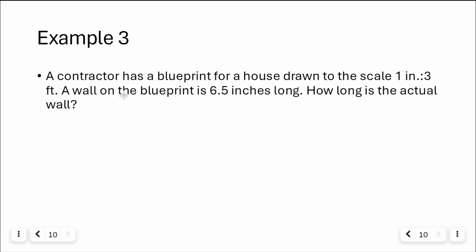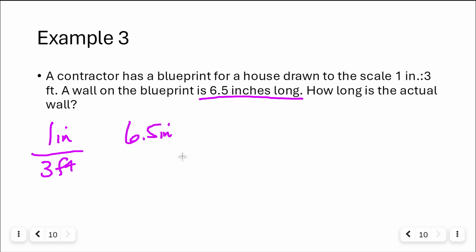All right. And finally, a contractor has a blueprint for a house drawn to the scale 1 inch to 3 feet. So 1 inch for every 3 feet. That's a ratio. A wall on the blueprint is 6.5 inches long. So 6.5 inches long. How long is the actual wall? So that's what I want to know. These are two equal ratios. 1 inch for every 3 feet, 6.5 inches for I don't know how many feet.